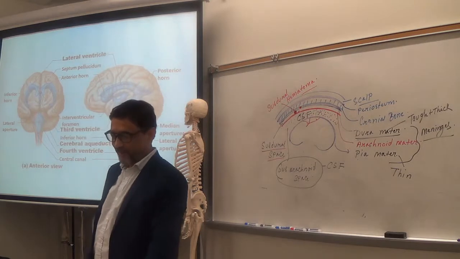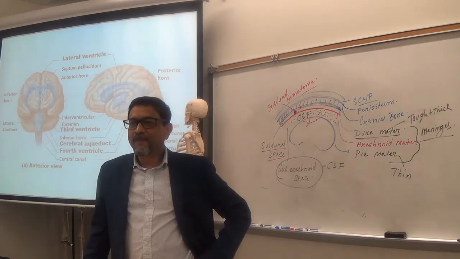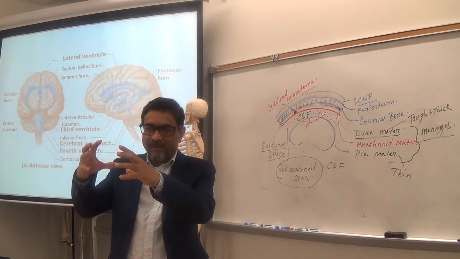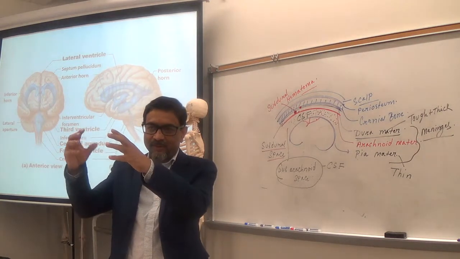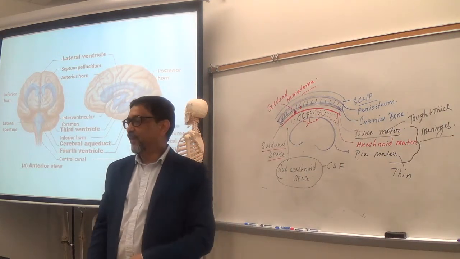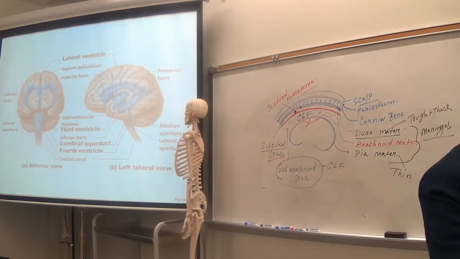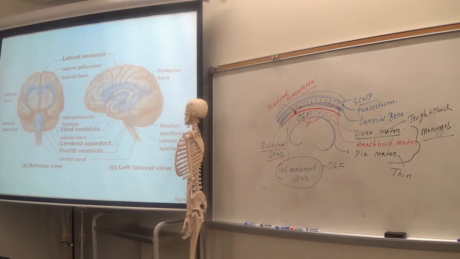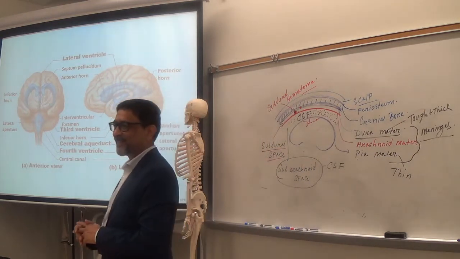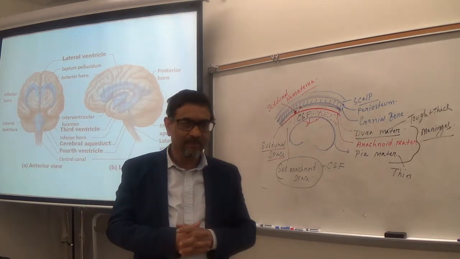Is that helpful or not? What do you think? Yes or no? If pressure in one chamber increases, then fluid can go to the other to maintain equilibrium, right? So if the fluid amount in one ventricle increases, the fluid can go to other ventricles to reduce the pressure. Increasing the pressure inside the brain is good or bad? Bad, of course, right? You don't want to increase the pressure inside the brain.